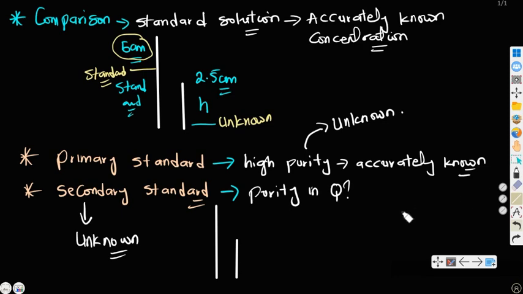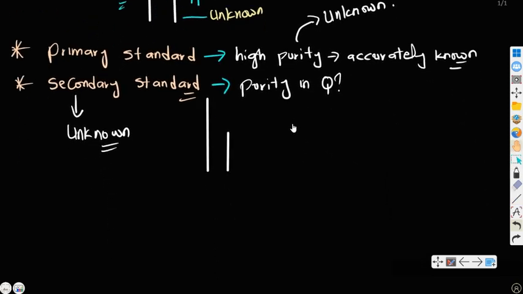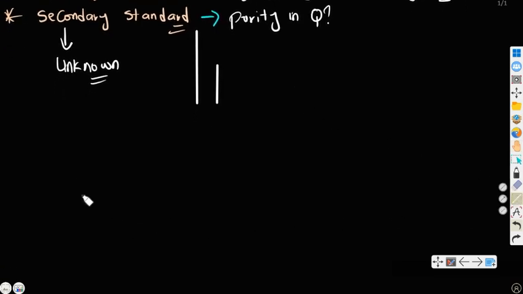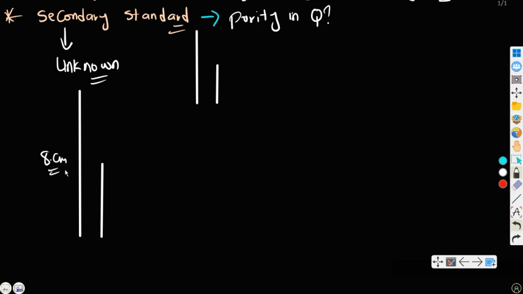So let me give another instance. I'm just trying to use lines to explain so that everybody will understand this very well. Let us say this whole thing here is your primary standard. Secondary standard, do you know it? No. Okay, let us say this is our secondary standard, about something like this. But the primary standard is accurately known. The primary standard is 8 centimeters in this case. I'm using height to explain.